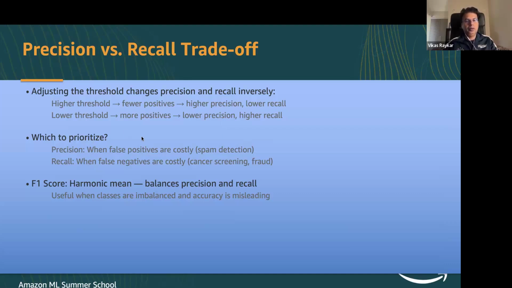For example, in the domain of spam detection, where false positives are costly, you may want to prioritize precision. But let's say you're doing cancer screening or fraud detection where false negatives are costly, then you may want to focus on recall, right? And if you really cannot make a call, then probably you would use the F1 score, which balances precision and recall.